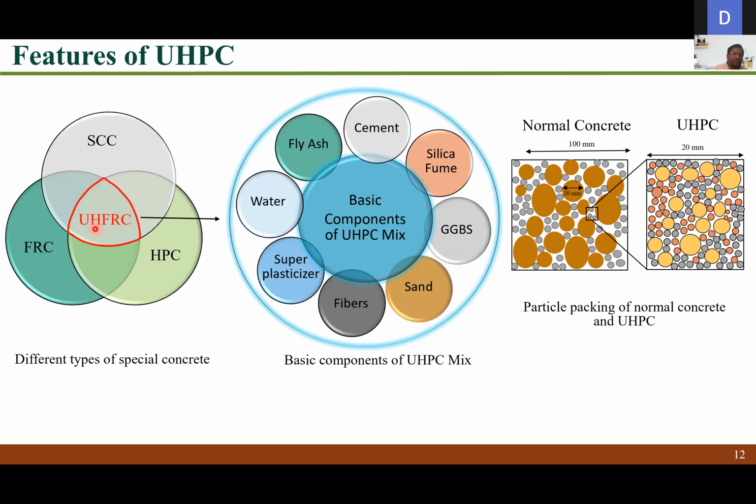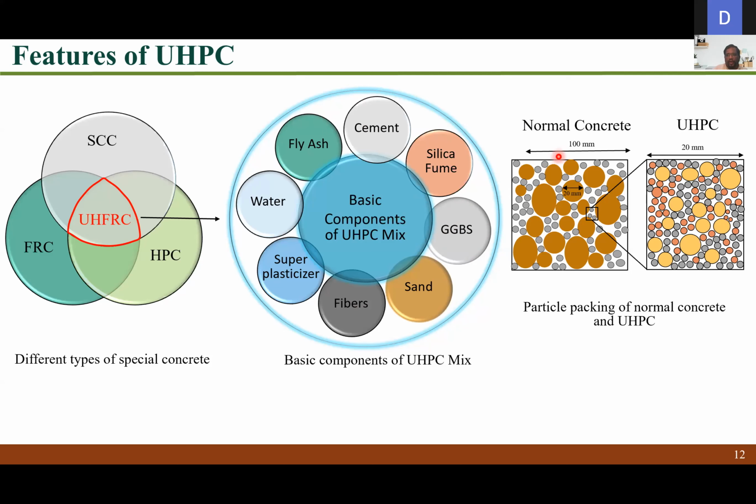Here UHPC means ultra high performance fiber reinforced concrete. We are talking about what the basic components are. Of course, cement, fly ash, and water for hydration. We are going to use a lot of superplasticizers, and fibers, mostly steel fibers, and then sand of different mean particle size. We are also going to use GGBS and silica fume and so on. So these are some of the basic components of the UHPC mix.